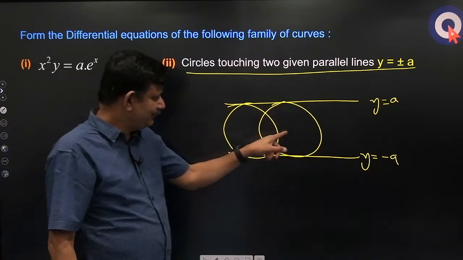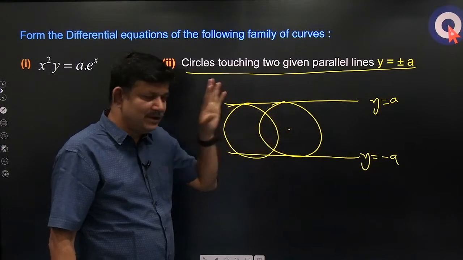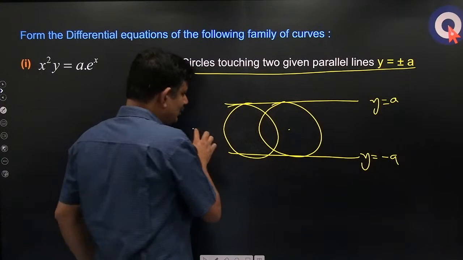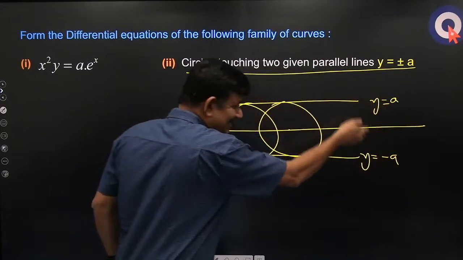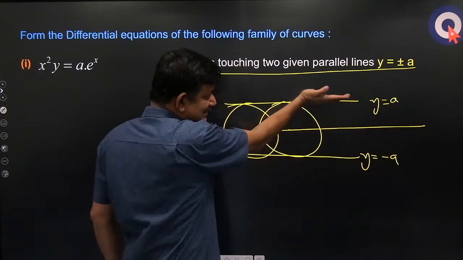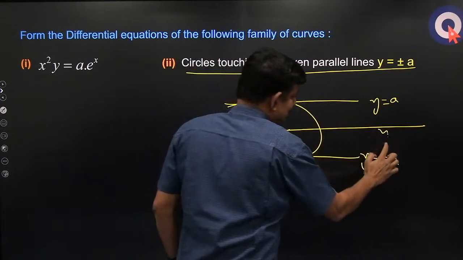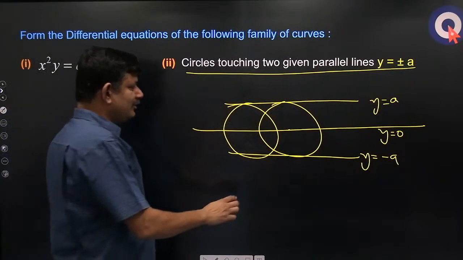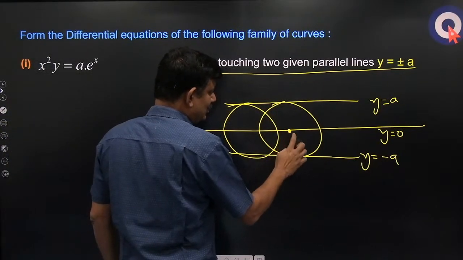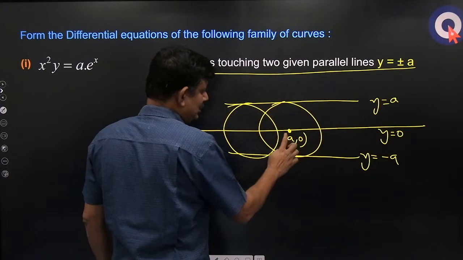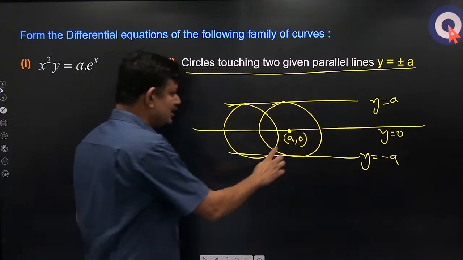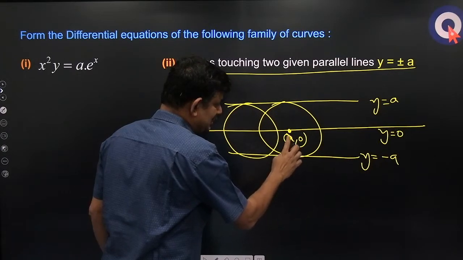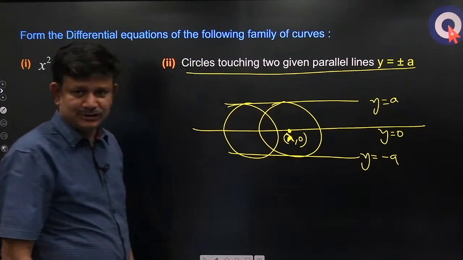X coordinate of center अगर पता लग गया तो automatically y coordinate of center आ जाएगा. Yes or no? Center will be on the line exactly in between these two. What is the line exactly in between these two? y is equal to 0. So center will be on x-axis. So this will be a comma 0. Sorry, some lambda comma 0. Let the center be lambda comma 0.